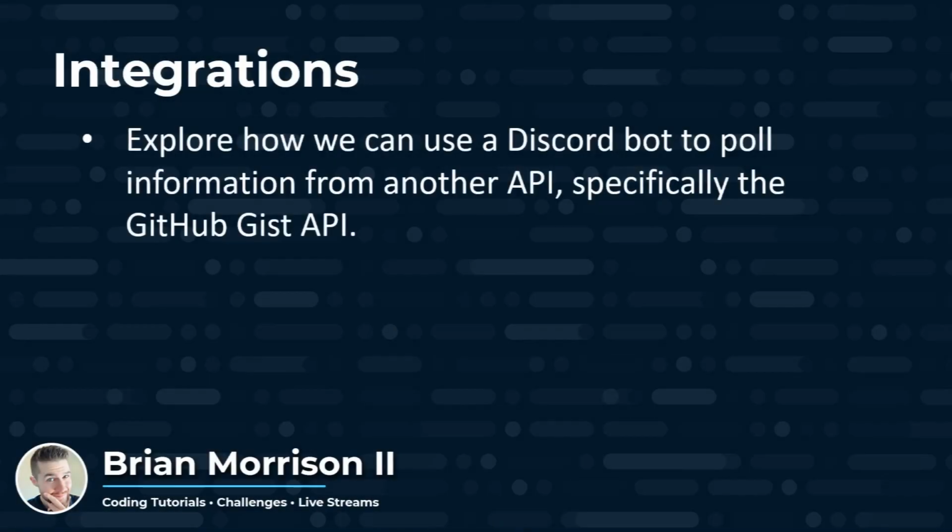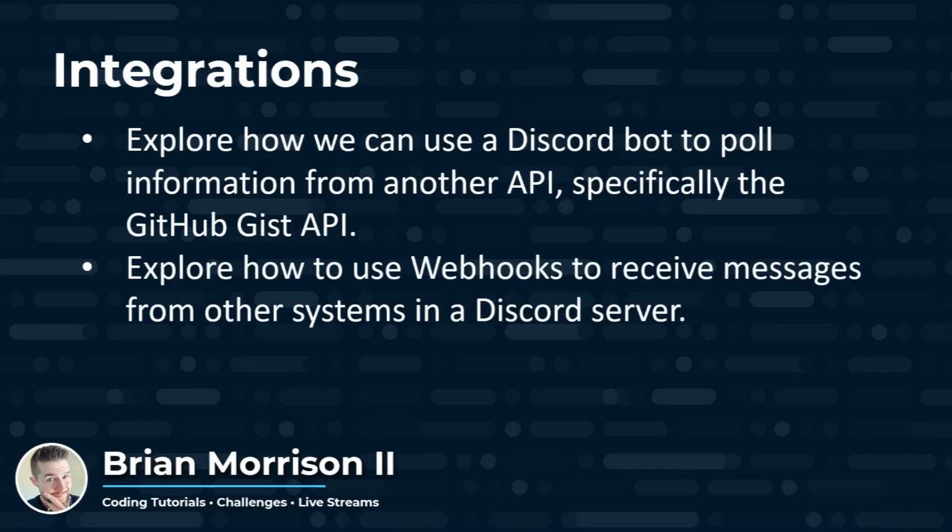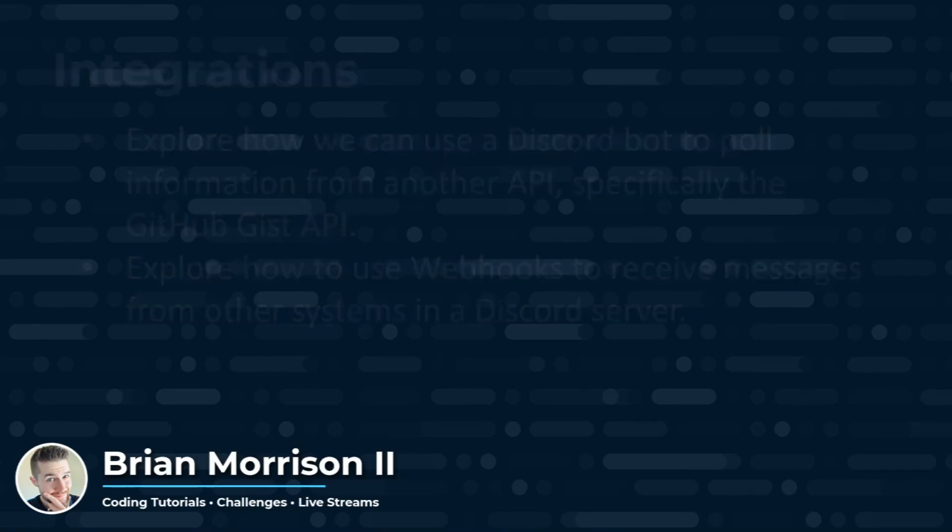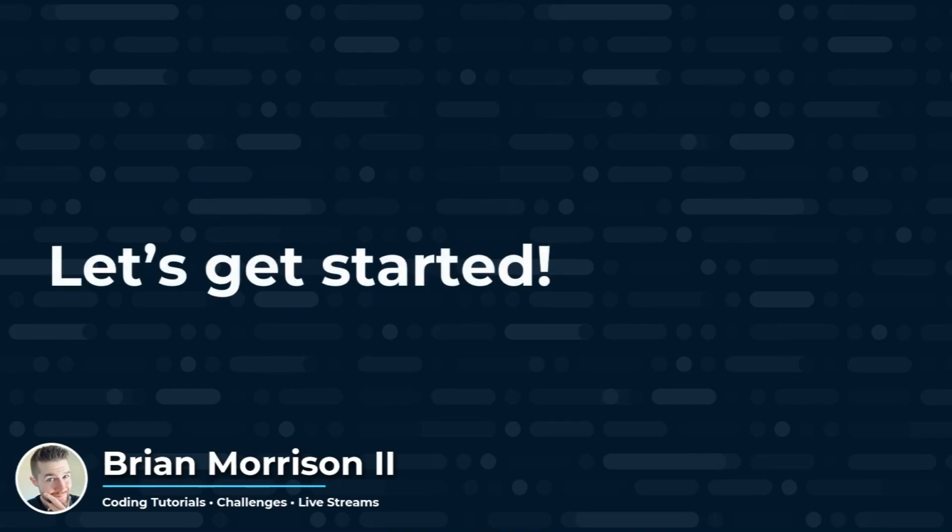So to start, we're going to explore how we can use a Discord bot to pull information from another API, specifically the GitHub Gist API. I'll be writing a command that pulls all of my public gists and displays them in an embed inside of our Discord server. And then I'm going to show you how to use webhooks to receive messages from other systems inside of a Discord server. All right, let's get started.